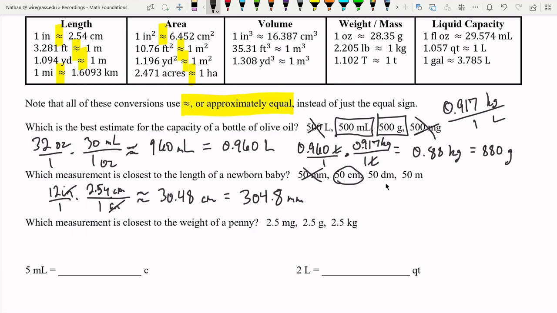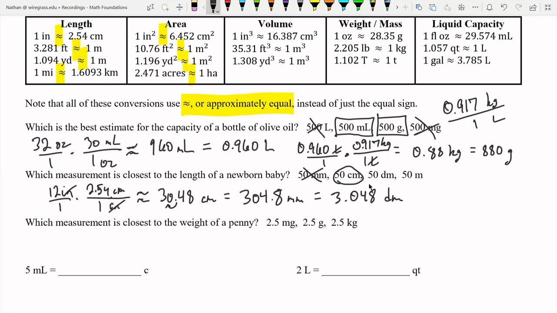Now 50 decimeters. If we're going to convert this to a decimeter, I'm going to move it one space bigger, right? A decimeter is bigger than a centimeter. So I'm going to move it this way instead of going to a millimeter. So this is the same thing as 3.048 decimeters. And 50 decimeters is way too big.